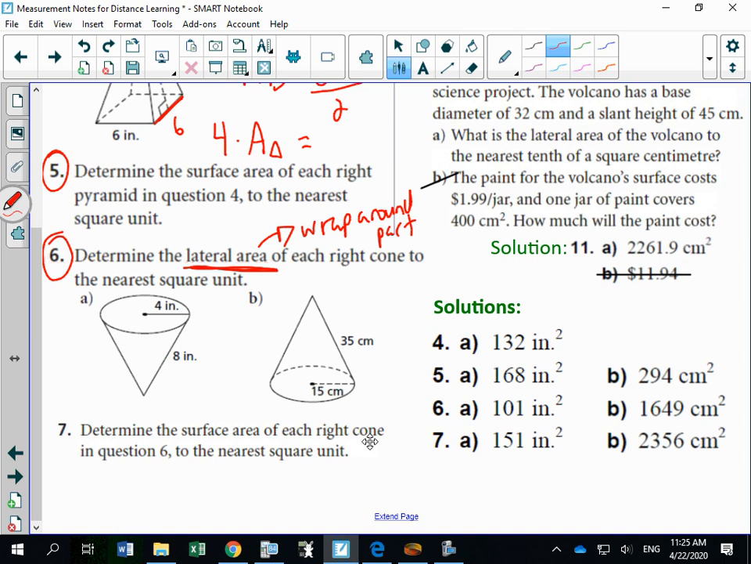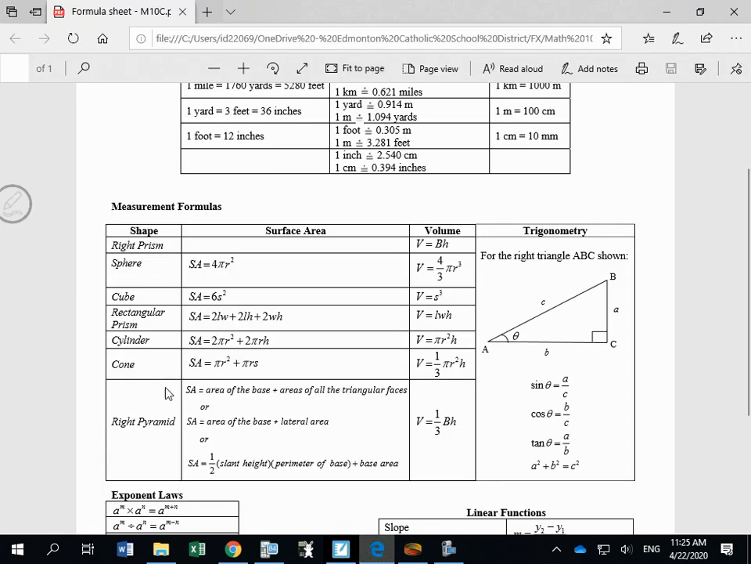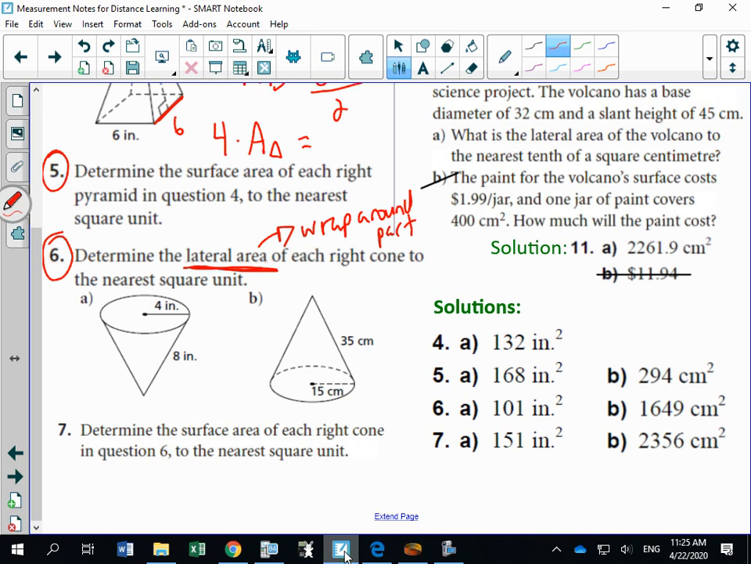Again, if I was to go to your formula sheet for a cone, pi r squared plus pi r s. So let's write that down. The surface area of the cone is pi r squared plus pi r s. You have to be able to know which one is which. Well, I know that pi r squared is the area of a circle, right? So the lateral, the wraparound part, is not including the circle. So for number 6, you're not going to use that, and you're going to use just pi r s.